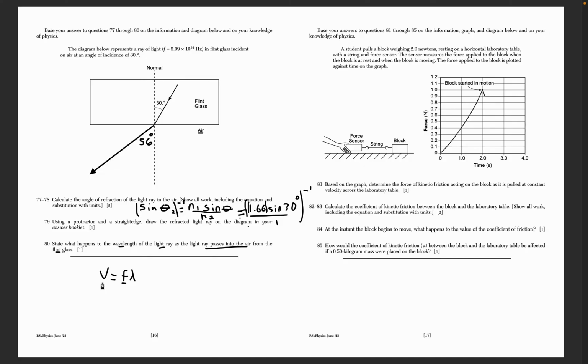The speed will change. Because we're going into air, the index of refraction is less than flint glass, so the speed would be increasing. And if the speed is increasing, the wavelength must increase. Again, the lower the index of refraction, this is 1, this is 1.66, the faster it is going to be, the more away from the normal line. So it'll be increases.